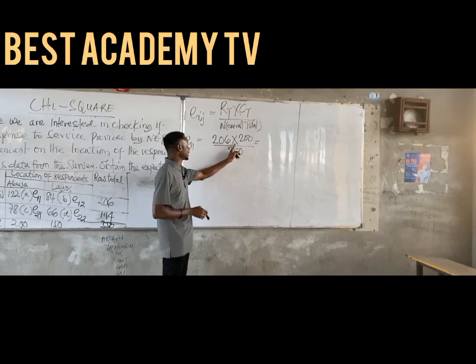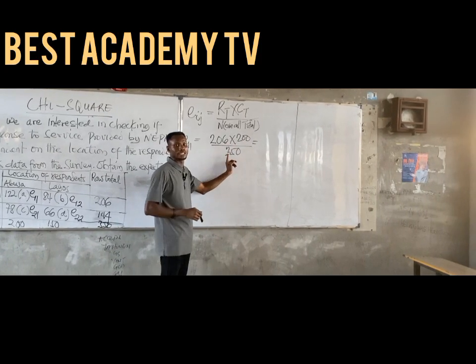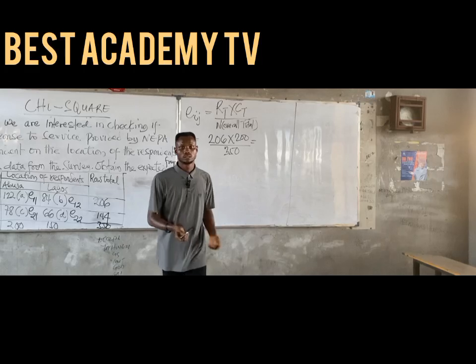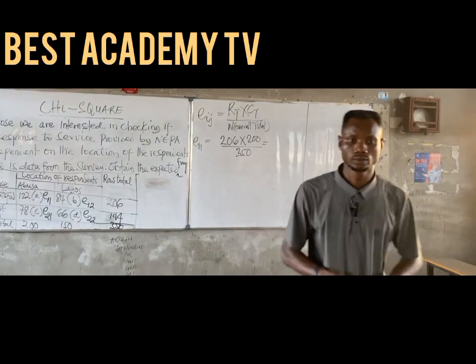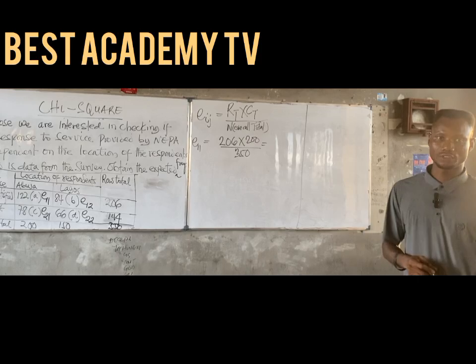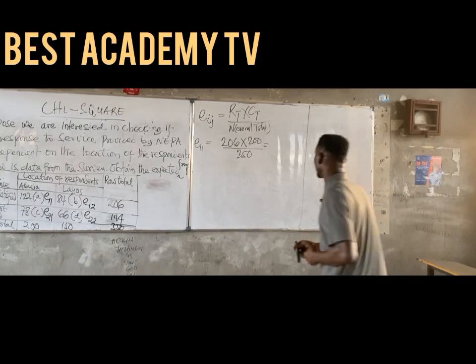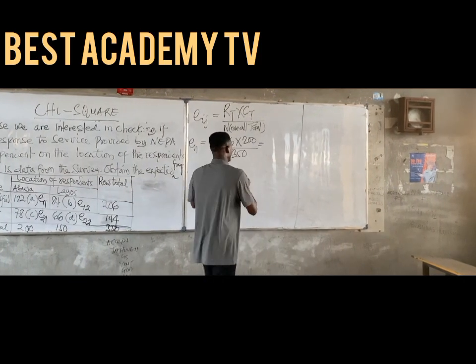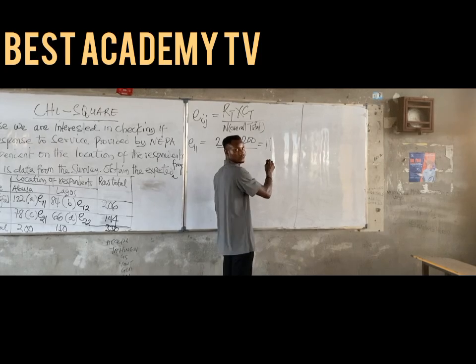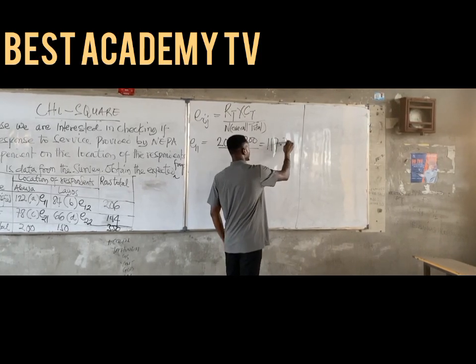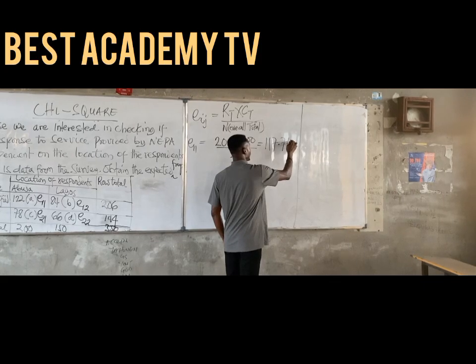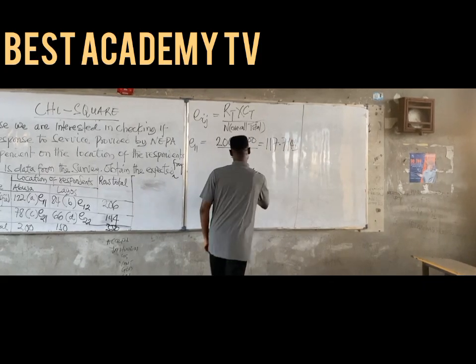206 times 200 divided by 350. Let's divide by 350. Okay, that means E11 will give us 117 point what? 7143. Please take note.